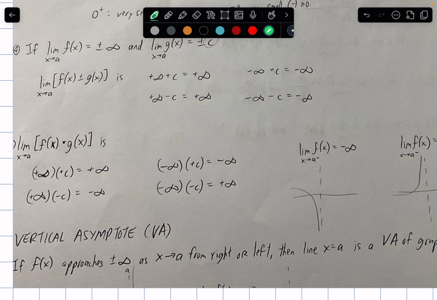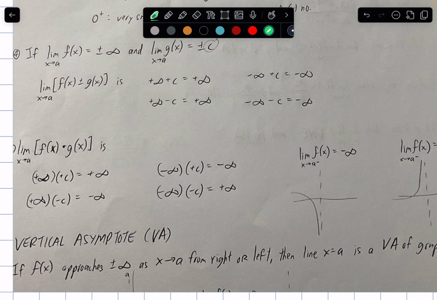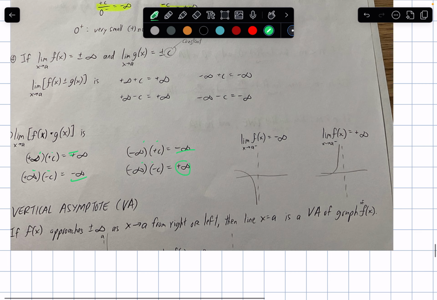For the fifth theorem, the limit of when you multiply both of them, f of x times g of x. Same concept, similar to the division that we've seen in Theorem 3. So positive times positive, positive. Positive times negative, negative. Negative times positive, negative. Negative times negative, positive. As easy as that.